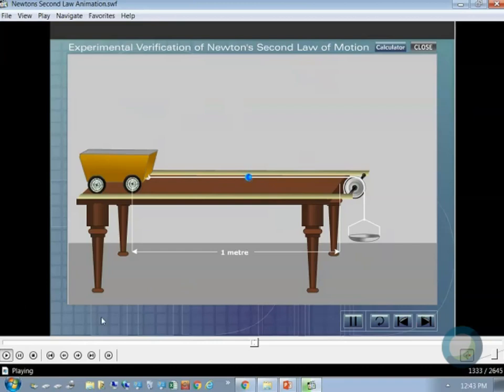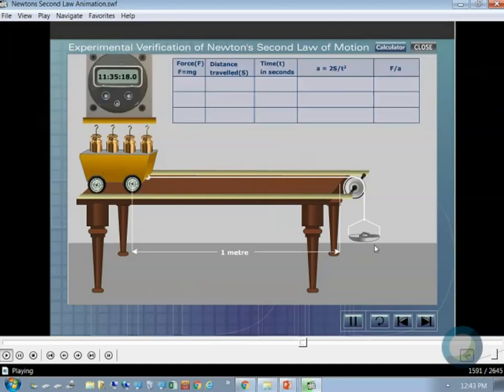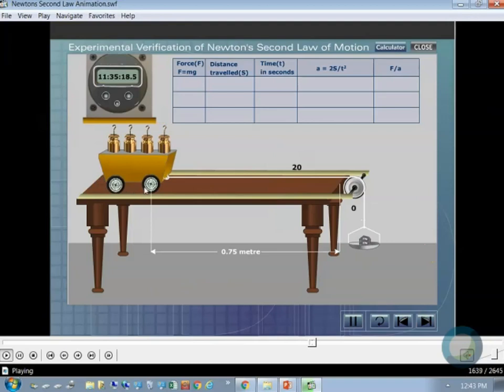So the experiment is like this. A trolley is tied with the pan over a wheel. Some weights are kept on the trolley, so certainly the trolley is not moving. Now how to move it? If we keep some weights on the other side, on the pan, still the trolley is not moving. If we put more weight on the pan, check, the trolley is moving now.